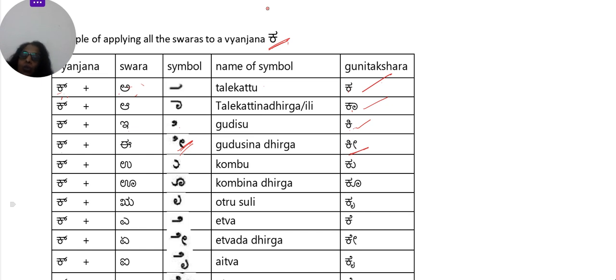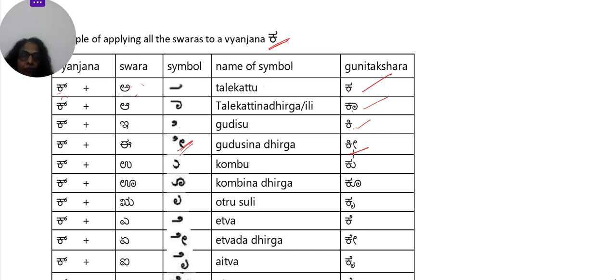K plus U, Ku. So U and Ku together becomes Ku, and the name of the symbol is Kombu. K plus U, Kombina Dirga. K plus R, Kr, Otrusuli or Hritva also. K plus A, Etva, Ke. K plus A, Etvana Dirga, Ke.